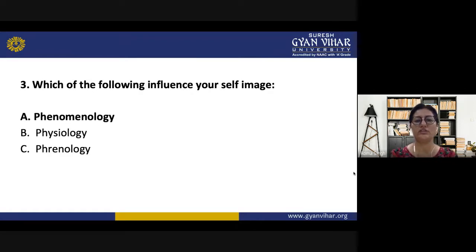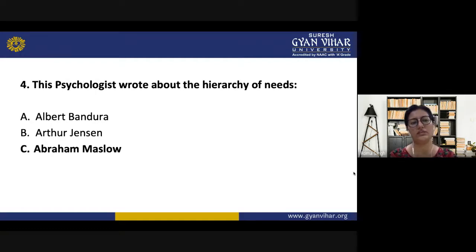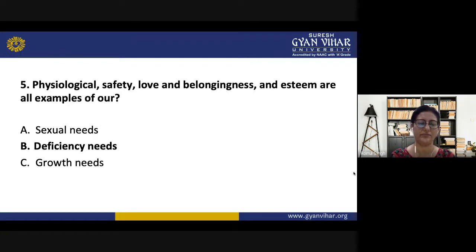The next question is, which of the following influences your self-image? The options are phenomenology, physiology, or phrenology. And the correct answer is phenomenology. The next question is, this psychologist wrote about the hierarchy of needs. The options are Albert Bandura, Arthur Jensen, Abraham Maslow. And the correct answer is Abraham Maslow, who wrote about the hierarchy of needs.